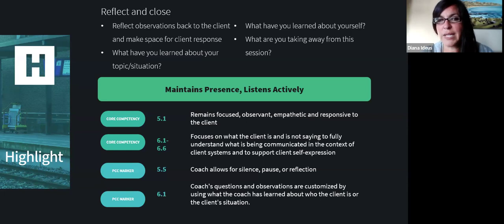Taking a look at the detail on that, if you're not as familiar with these, kind of listens actively can be helpful. Allowing again for silence, pause, or reflection. If we're making a reflection or an observation, you've got to give your client some time to translate, and it should be customized. My questions are usually pretty generic. So these questions: what have you learned about yourself? What have you learned about your situation?